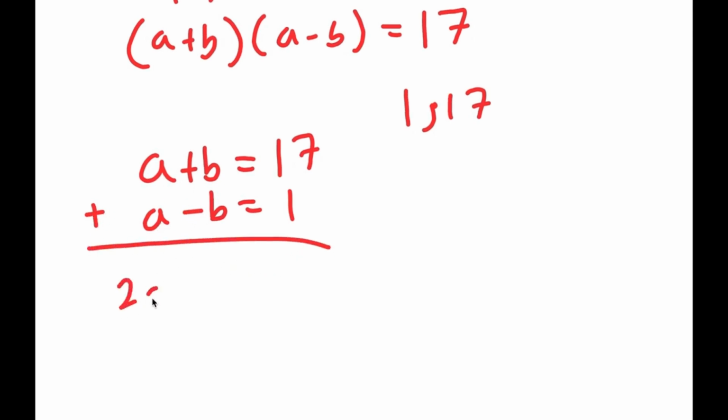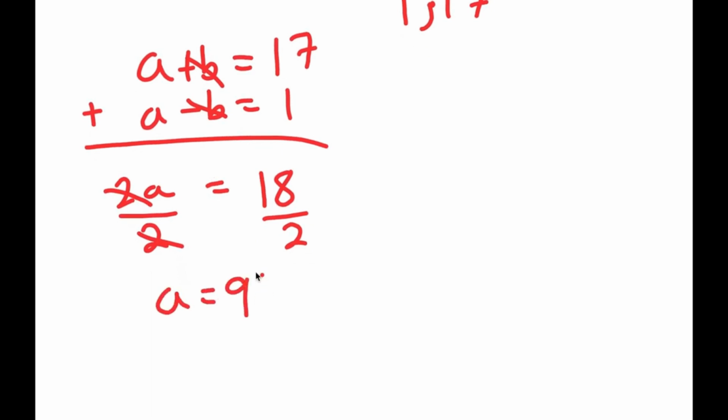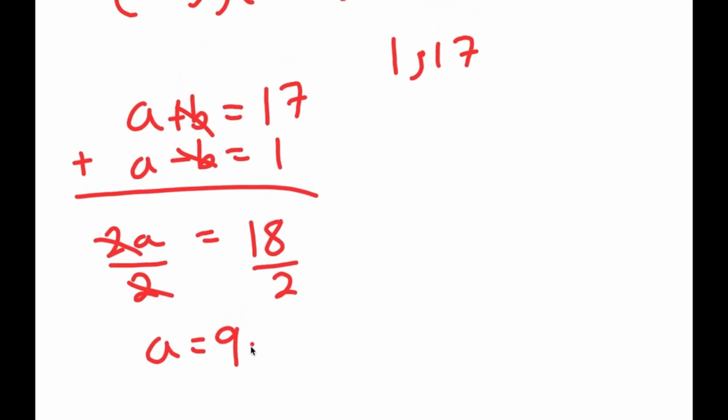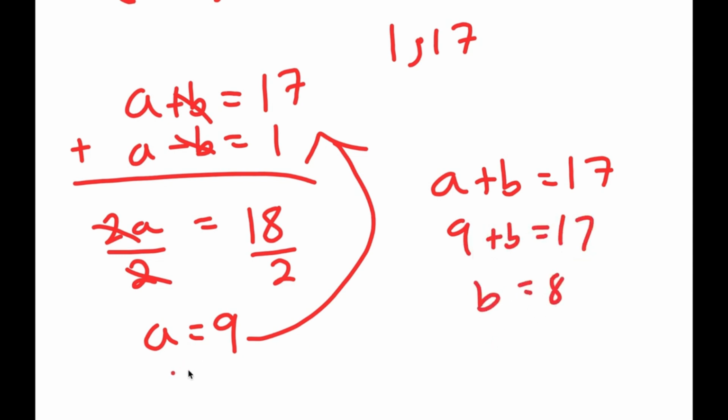So now what I'm going to do is add these two equations together. a plus a is 2a, b minus b is 0, so these two cancel out, and 17 plus 1 is 18. So I get 2a equals 18, and if I divide both sides by 2, I get a is equal to 9. Now I can plug a equals 9 back into my original equation. We could just do either one. I'm going to do a plus b equals 17. If I plug in 9 for a, I get 9 plus b equals 17, meaning b is equal to 8. So a equals 9, b equals 8.